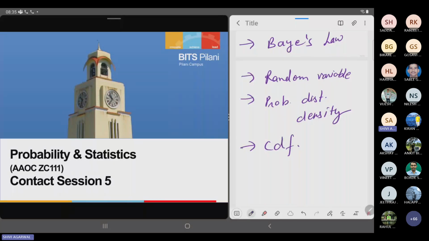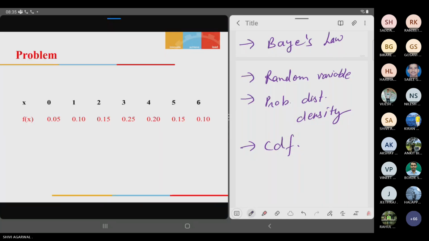Some more examples we are taking today. I already uploaded the slides of that, so we will just discuss it here, and then we can move further. So one example we are taking here.